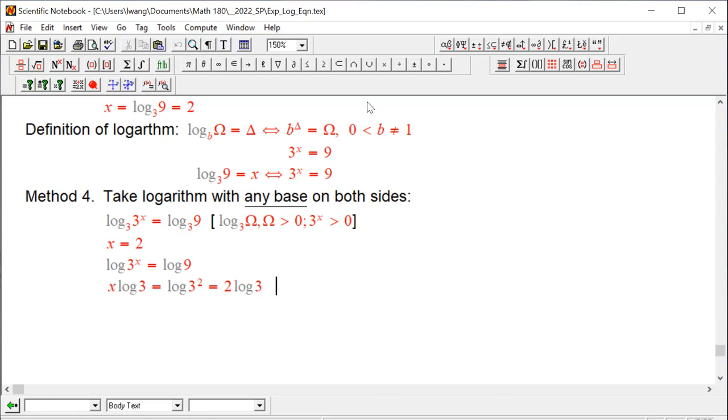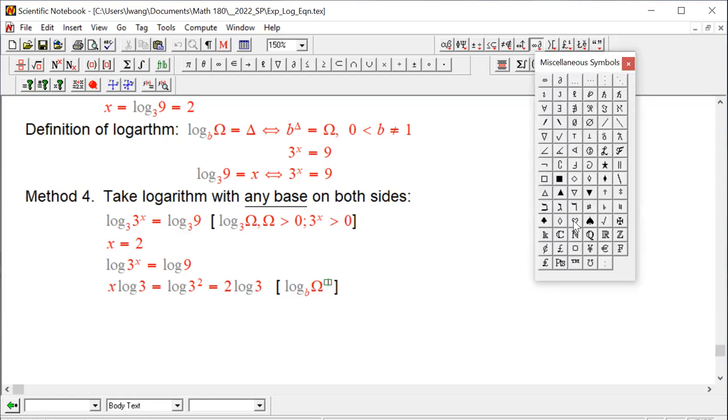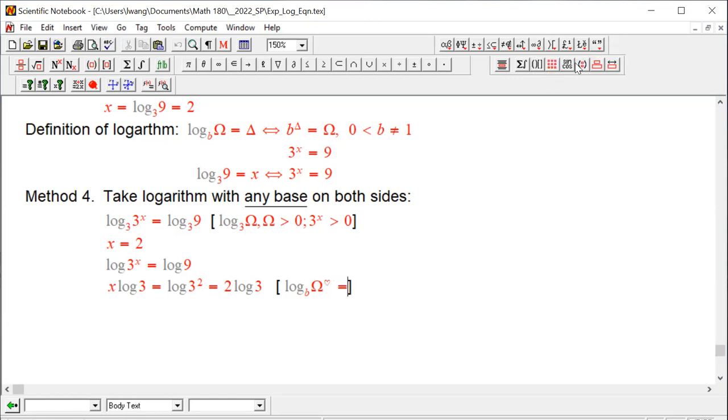Let me remind you of the power rule. The power rule basically says, log of any base b, and you have an omega raised to the power of some exponent, for example, anything, and that power can be brought to the front. And you still have your log base b of omega. So that's the power rule. And in our case, of course, the base is the common log.